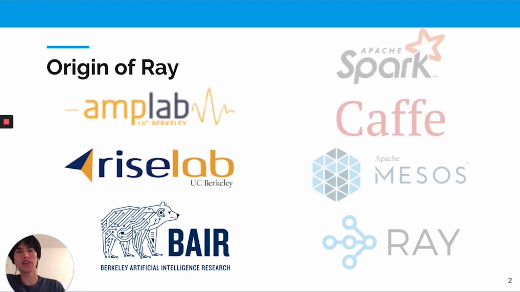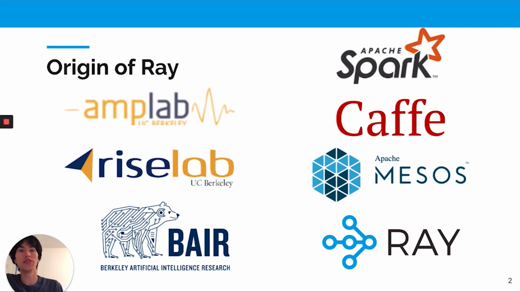And these labs have a long history of creating influential open source projects like Apache Spark, Mesos, and Caffe. So we were in the perfect ecosystem or environment, with experts in systems and experts in machine learning that we could learn from, and that really fostered the development of Ray.